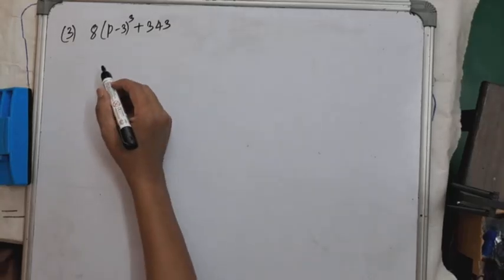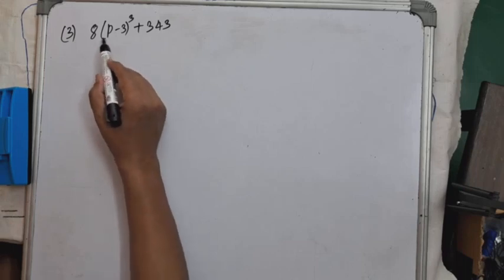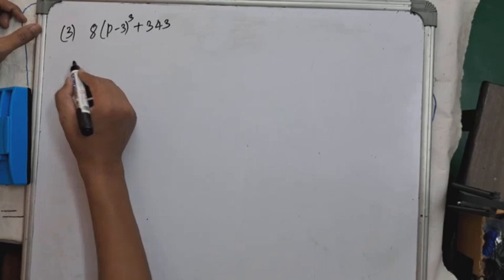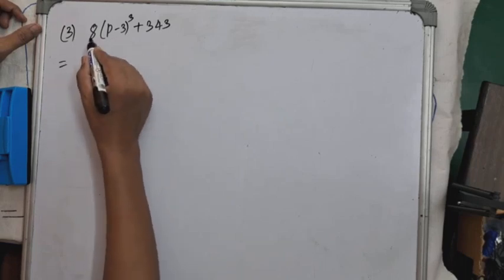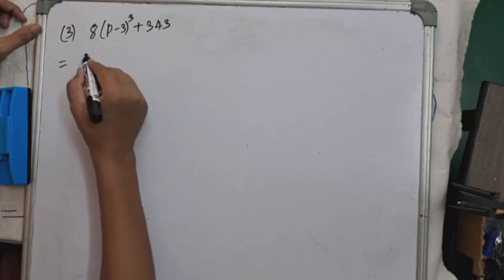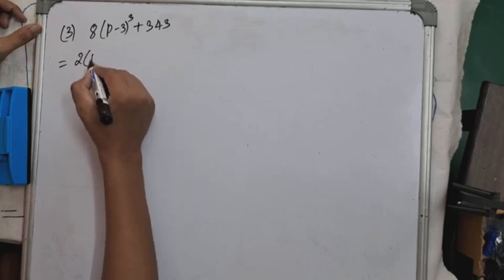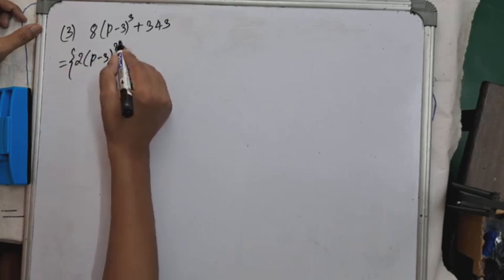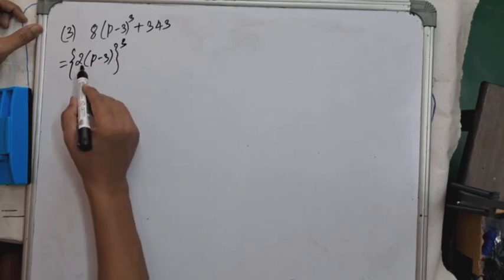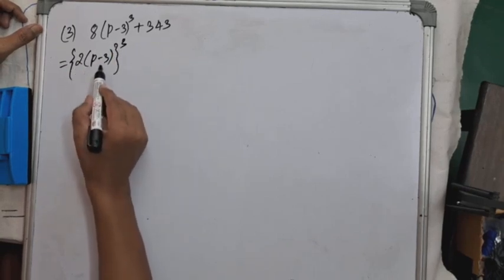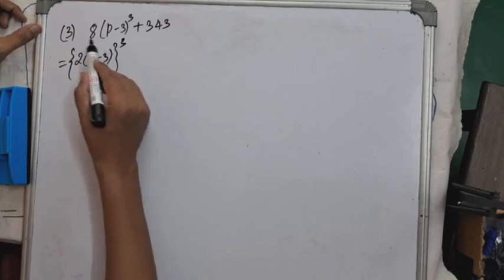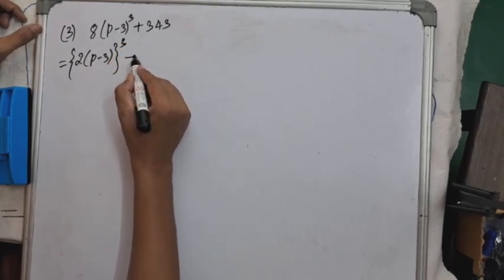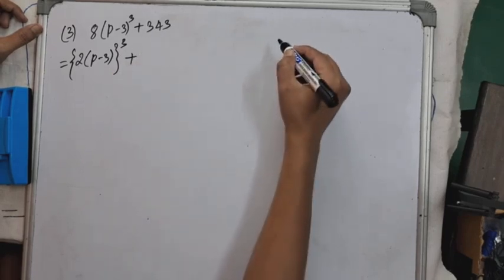Okay, now let's do question number 3. We have 8 into p minus 3 whole cube plus 343, isn't it? So what we do is, 8 means 2 cubed. So we write 2 into p minus 3 and then whole cubed. This cube is for both the numbers now, because both are within the bracket. So 2 cubed is 8, p minus 3 whole cubed, plus 343. Let's find the factors of 343.